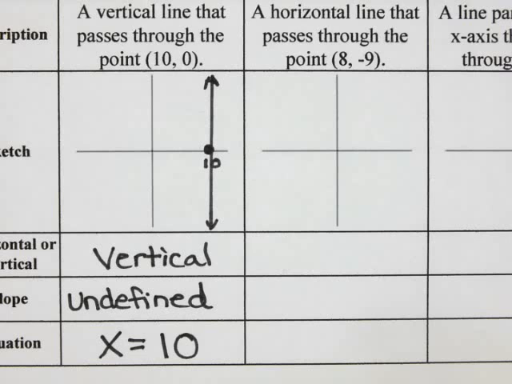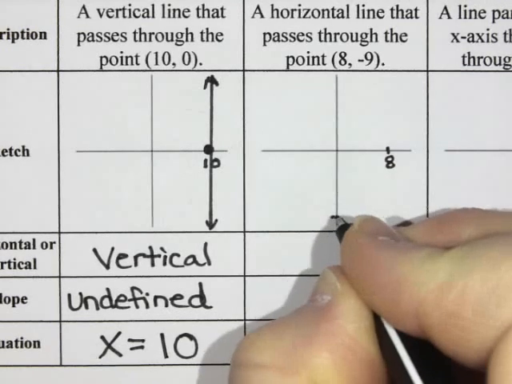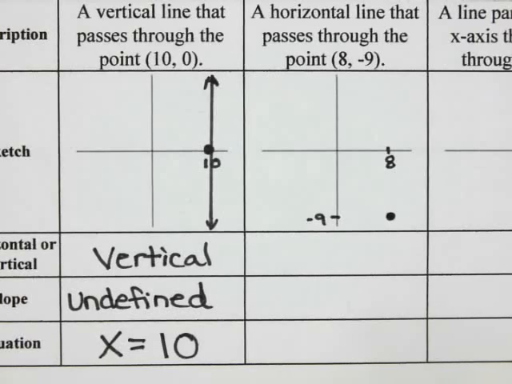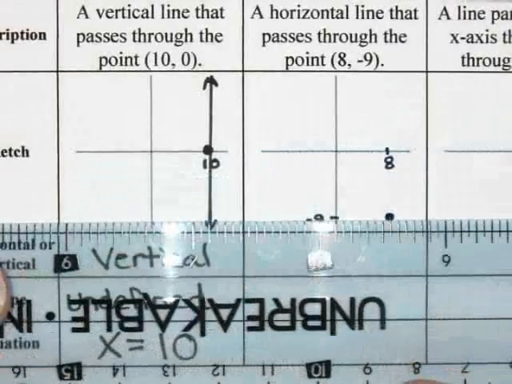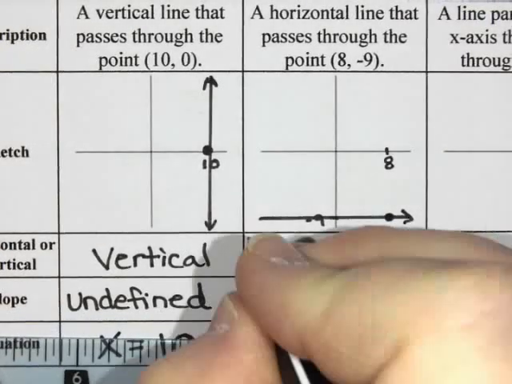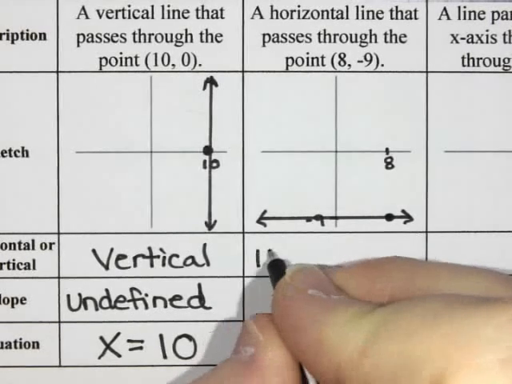All right, a horizontal line that passes through the point at 8, negative 9. So let's say this is 8. This would maybe be negative 9. There's the point. And this time it says it's horizontal, which means it goes from left to right. That would be this way. So this is a horizontal line. They told me that in the question.